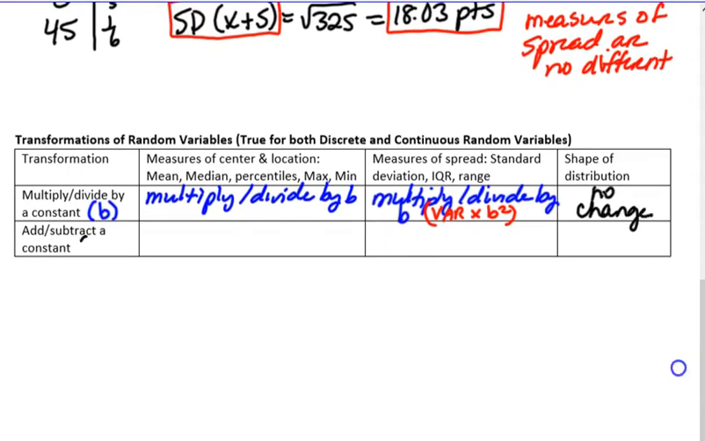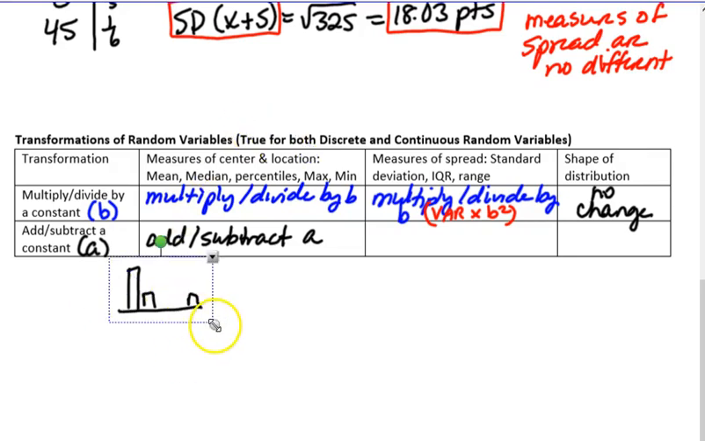Now, if you add or subtract a constant, let's call that a, measures of center are going to change. You're going to add or subtract a. Measures of spread, however, when you add or subtract, they merely shift right or left. So let's say we have this little distribution here. If I just shift it left or right, notice it doesn't change the spread at all.